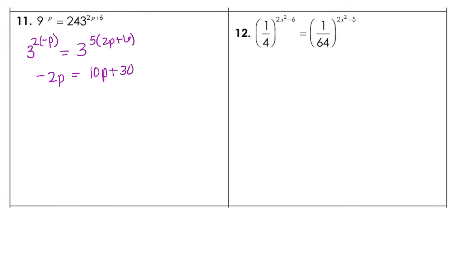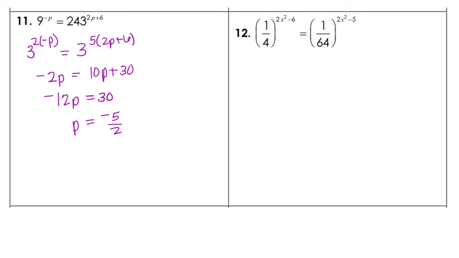And moving our 10 over, so we're going to have negative 12p equals 30. And then we're going to divide by 12, so p is going to be negative 5 over 2. Okay. Our next problem, again, keep going.